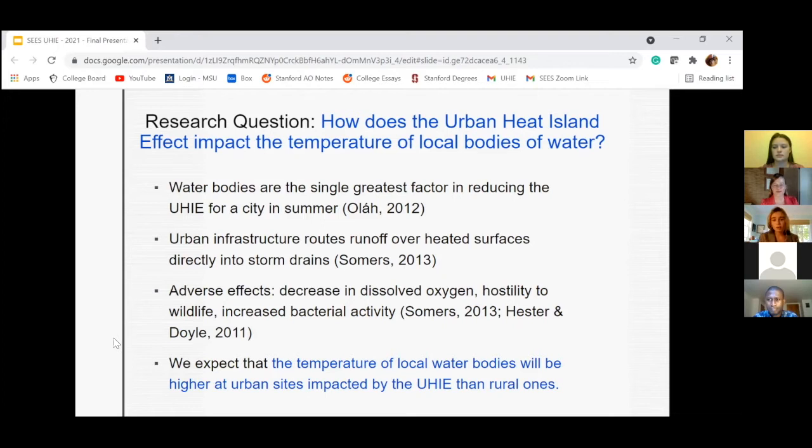Because of the factors we mentioned above, we expect that the temperature of local water bodies will be higher at urban sites impacted by the urban heat island effect than at rural ones.